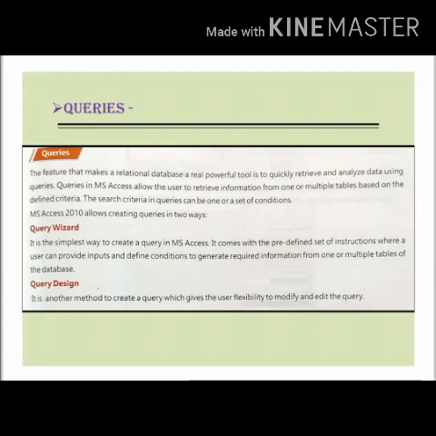Query Wizard is the simplest way to create a query in MS Access. It comes with a predefined set of instructions where a user can provide input and define conditions to generate required information from one or multiple tables of the database. Now the second way is Query Design. It is another method to create a query which gives the user flexibility to modify and edit the query.